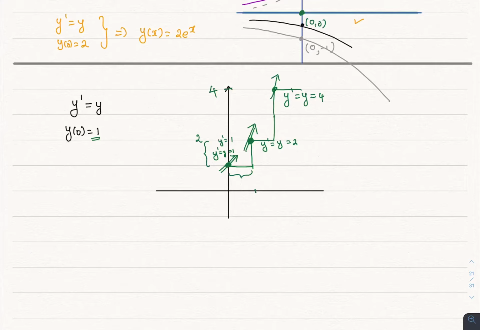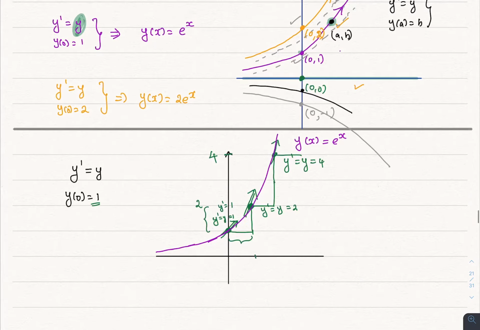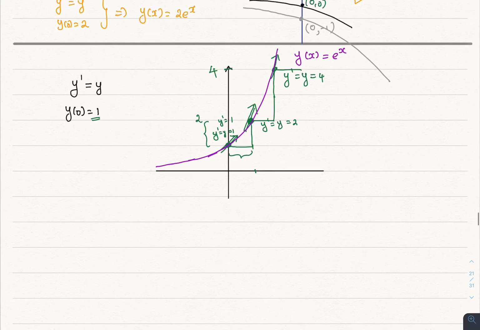And then if I combine all of them together, you see I have this kind of exponential growth, right? There's this exponential growth, and that's what I say. I have y of x is equal to e to the x. And that's what we have right here, right? So this is called directional derivatives. Sorry, this is called direction field.